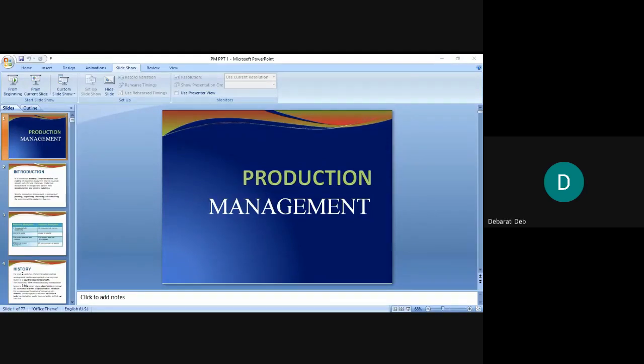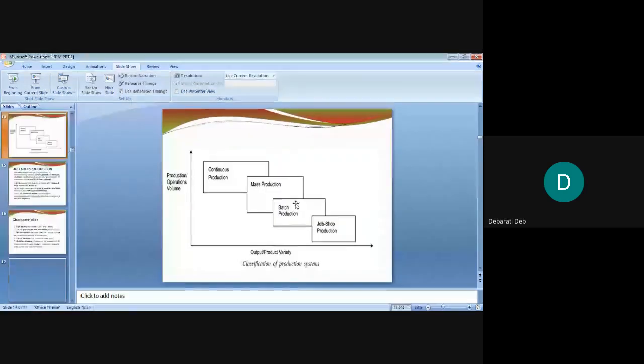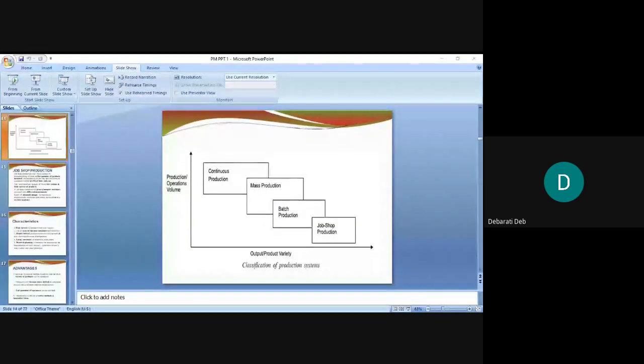When the variety will be more and volume will be less, that type of production will be classified as job shop. Then when the variety will be a little less and the volume a little more, that will be termed as batch production. In mass production, volume and variety will be more or less average. Then in continuous production, the variety is very less but volume is very high. That type of production is called continuous production.